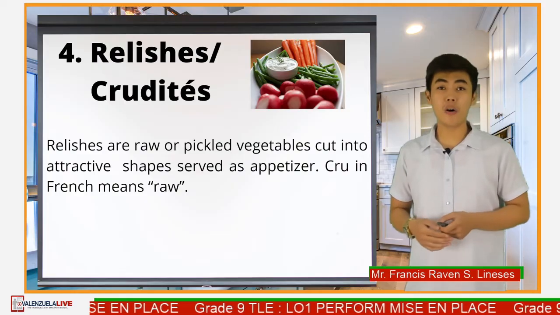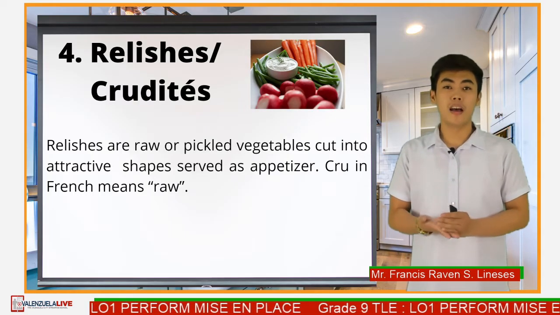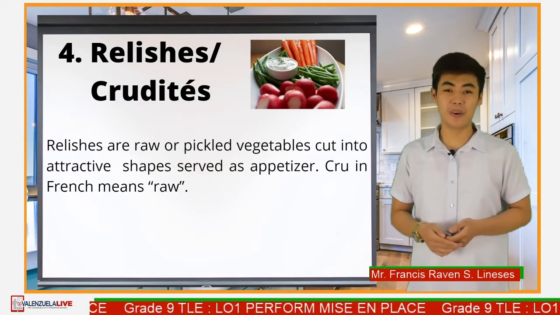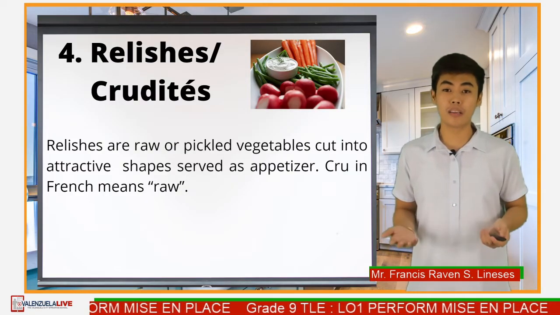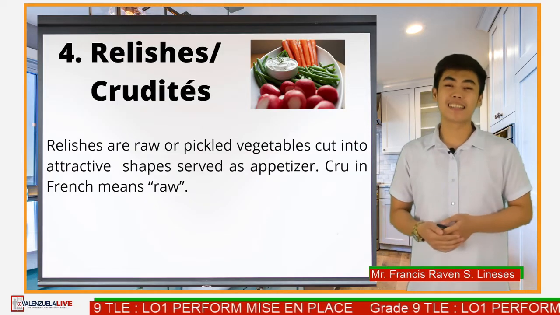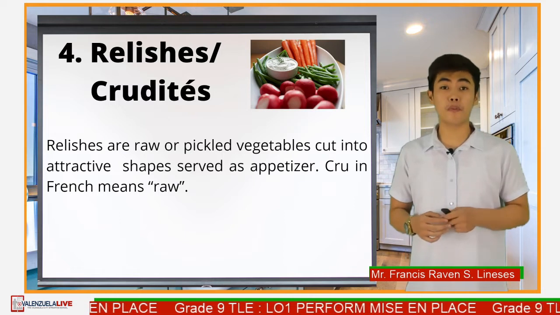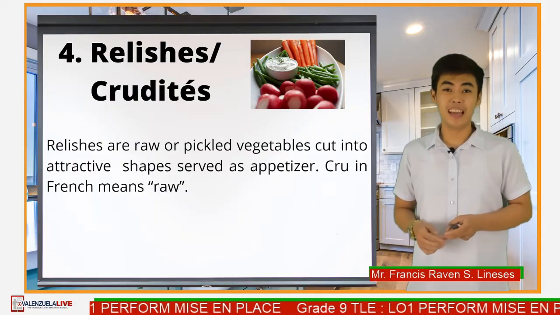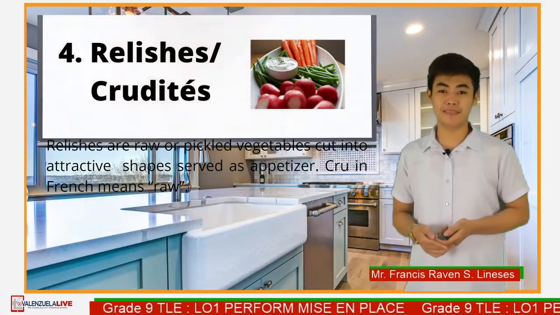Relishes are raw or pickled items or vegetables cut into attractive shapes, served as appetizers, and cru in French means raw. Relishes or crudités are pickled items which are raw, crisp vegetables such as julienne carrots or celery sticks. Relishes are generally placed before the guest in a slightly deep boat-shaped dish. Relishes have two categories, which are the following.